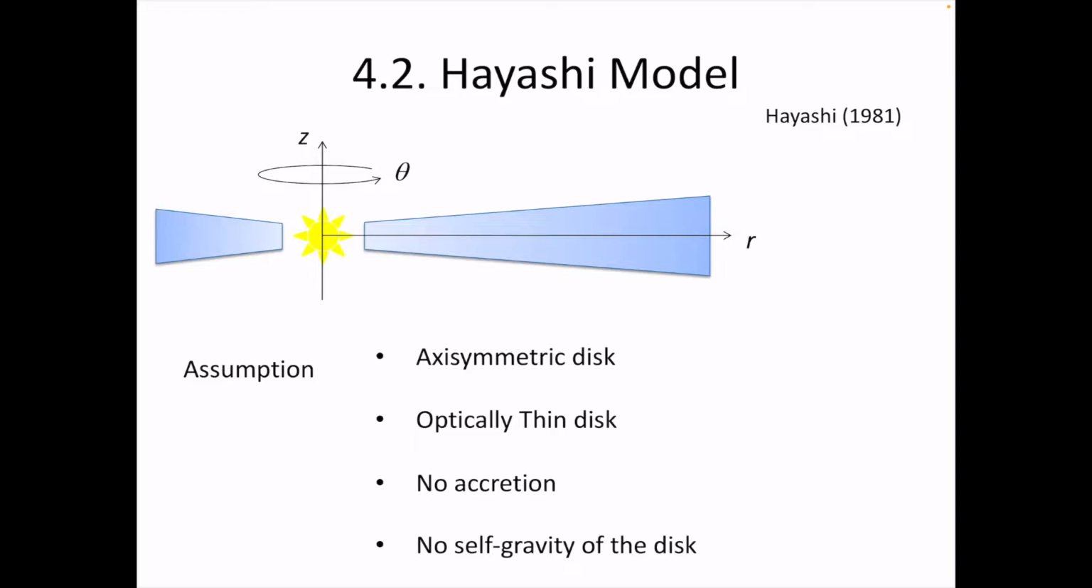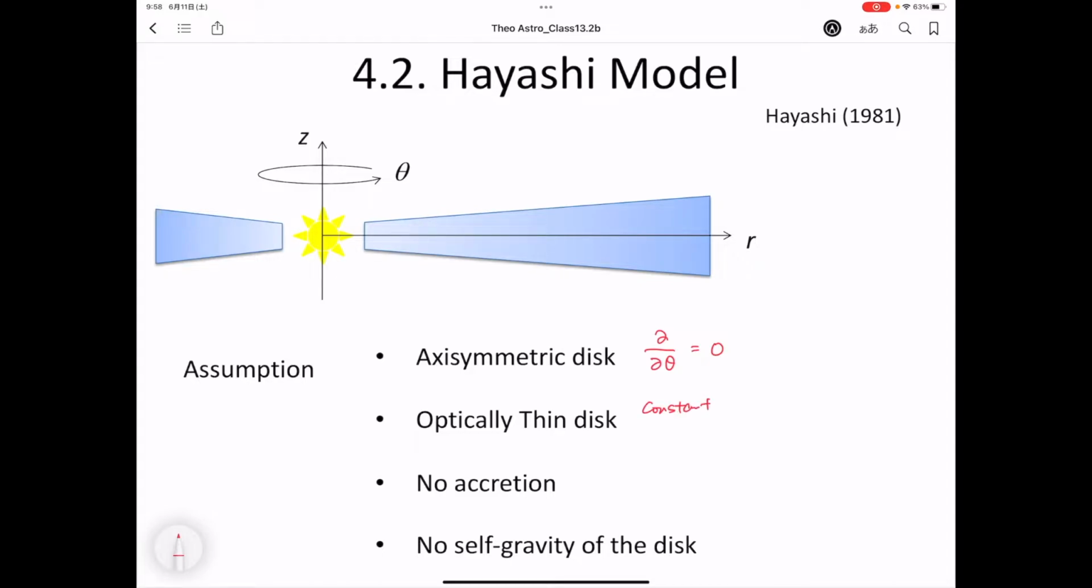We have several assumptions. First assumption is an axisymmetric disk. There is no special directions in a disk. If we consider the derivative with respect to theta, this becomes 0. Then optical thin disk assumptions, constant temperatures in z directions. No accretions, so this means radial velocity of gas becomes 0. No self-gravity of a disk. So we consider the mass of a protostar. It's much heavier than the mass of the disk. This is the fourth assumption. So we use these four assumptions to build a Hayashi model.